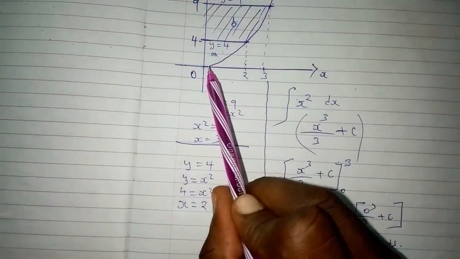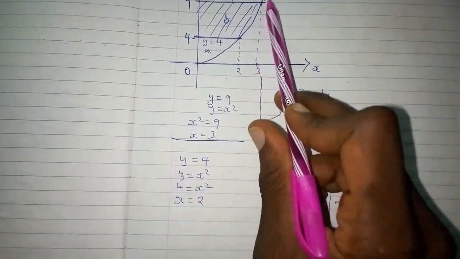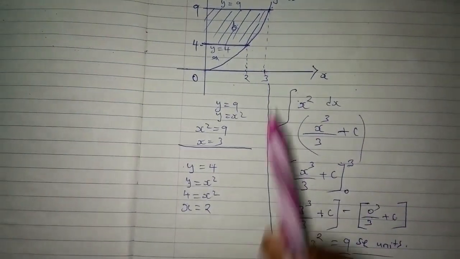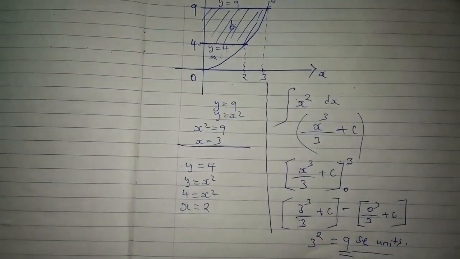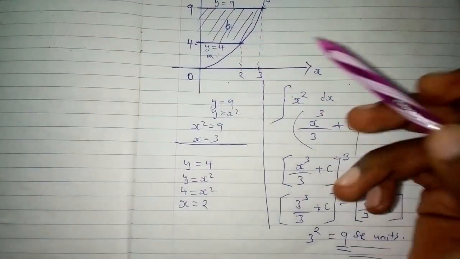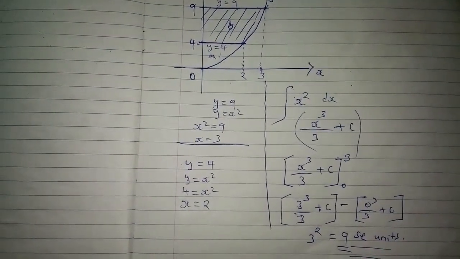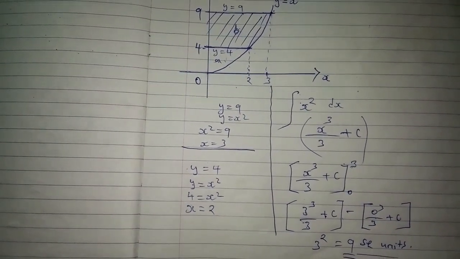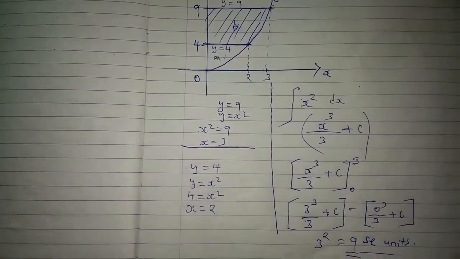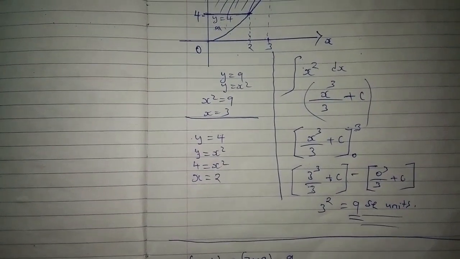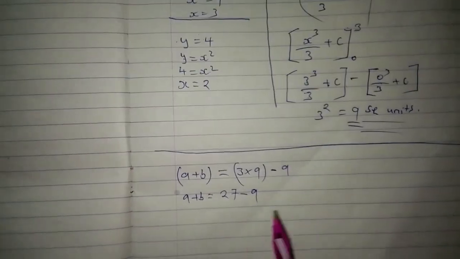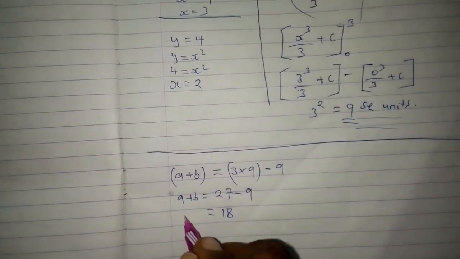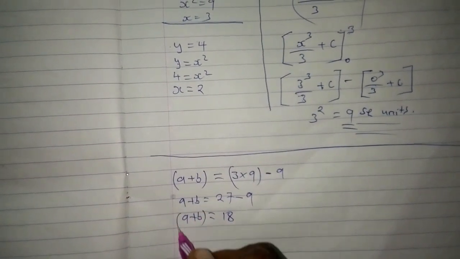The area of this bigger rectangle is length times width. Our length is 3 units and the width is 9 units. So A plus B is equal to 3 times 9 minus the area under the curve. Remember the area under the curve was 9 units. Therefore A plus B is equal to 27 minus 9, so A plus B is equal to 18 square units.